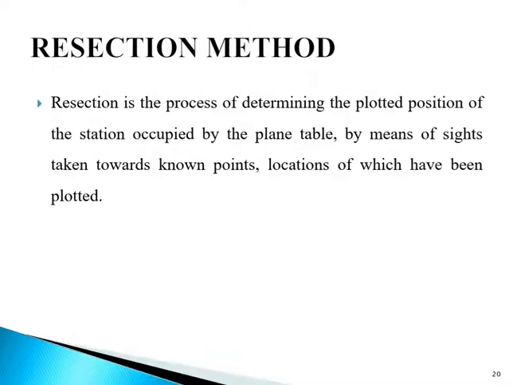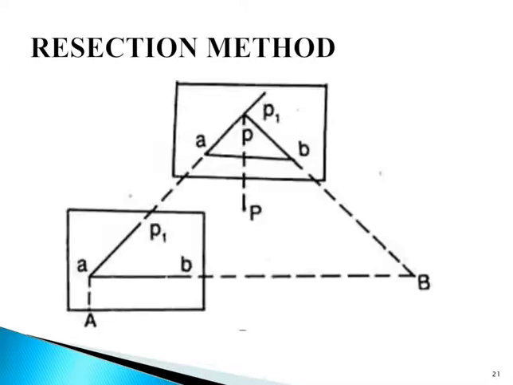Next is the resection method. Resection is the process of determining the plotted position of the station occupied by the plane table by means of sights taken towards known points, the location of which has been plotted. So here is the figure. Let us understand from it.